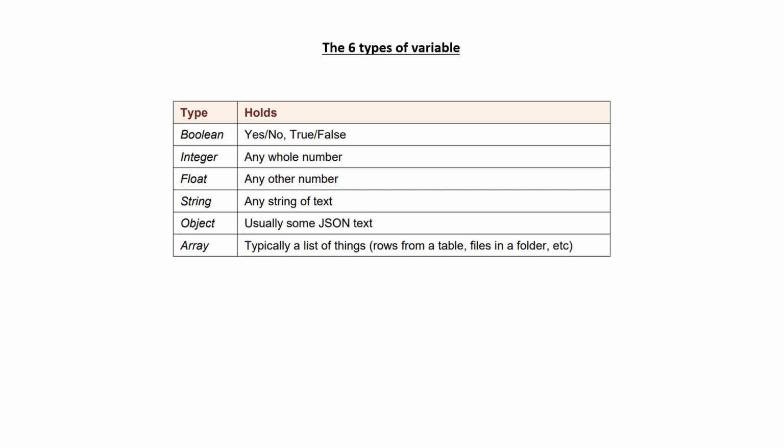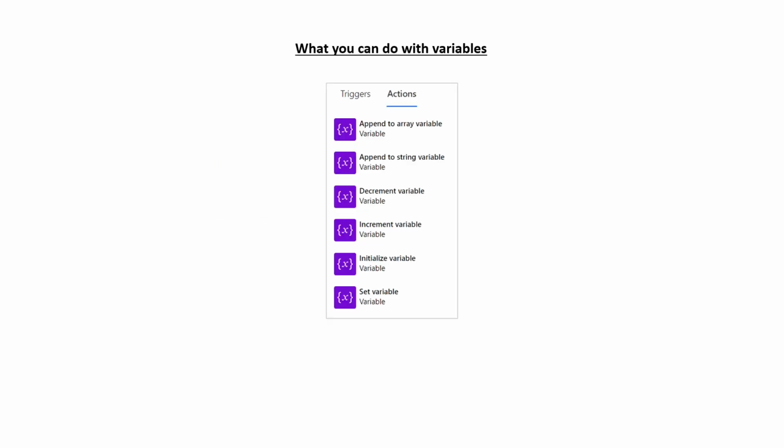And an array variable holds a list of things. So a set of different bits of text or a set of different numbers. And in this case, we'll use two array variables to hold the list of files in each of the two folders.